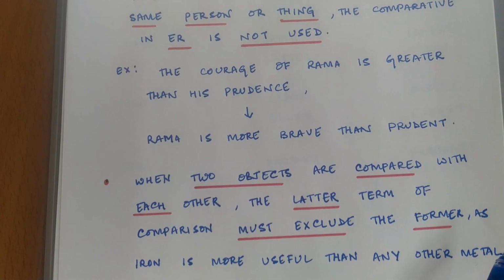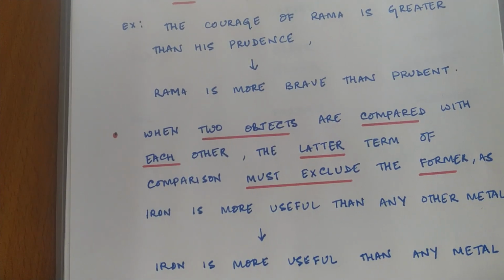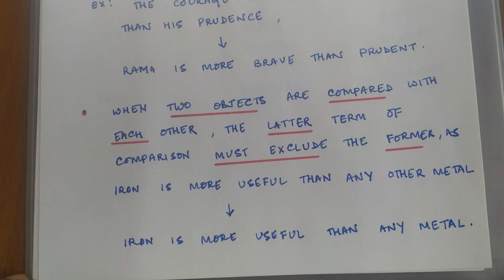Now, when two objects are compared with each other, the latter term of comparison must exclude the former. As an example, iron is more useful than any other metal. Now, iron, like any other, is a metal. Now, this can be transformed into iron is more useful than any metal.